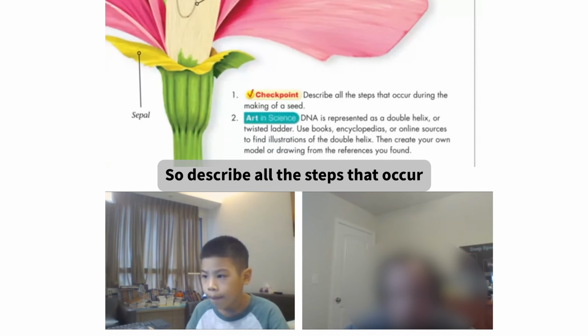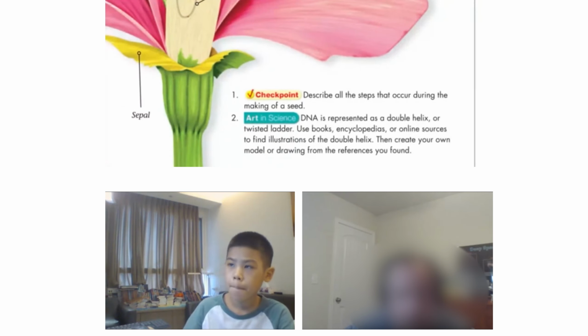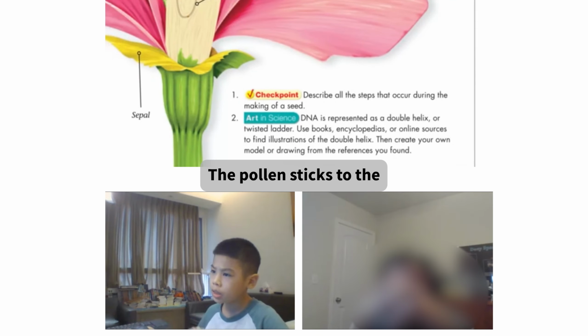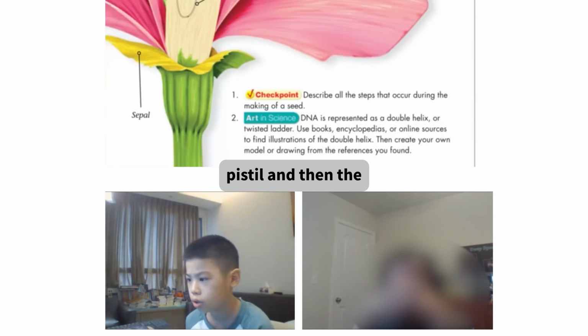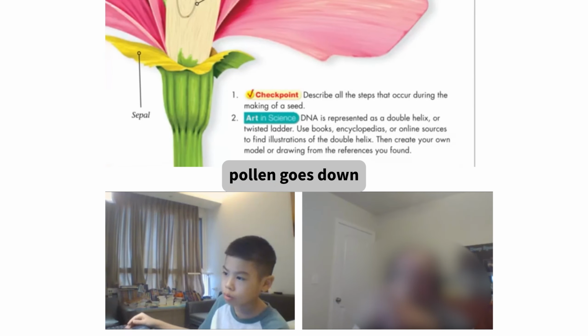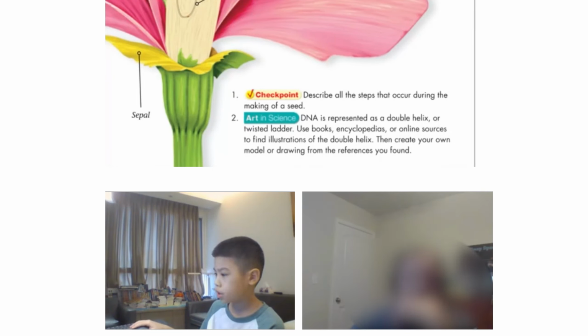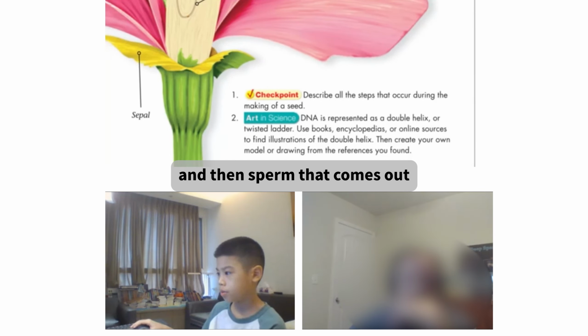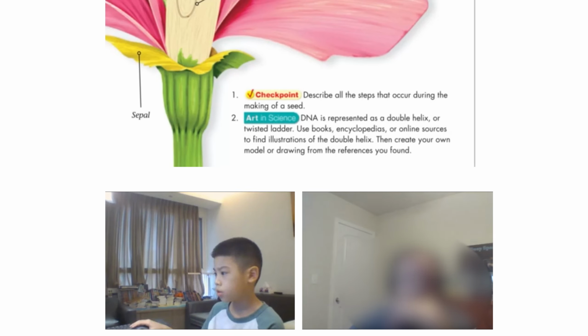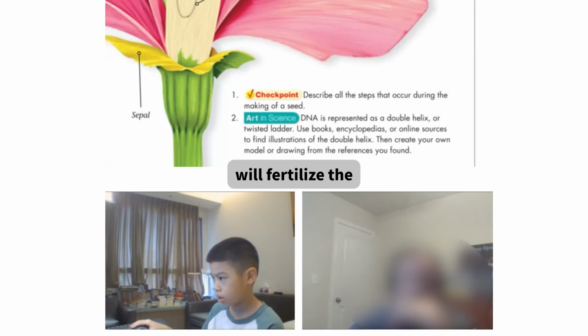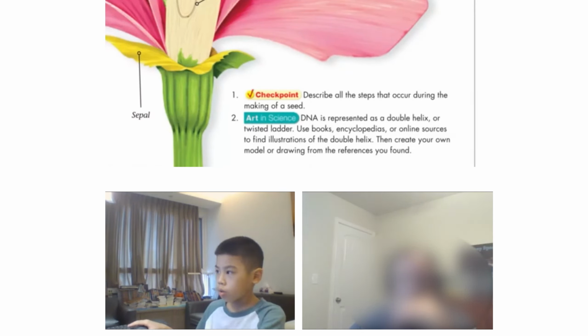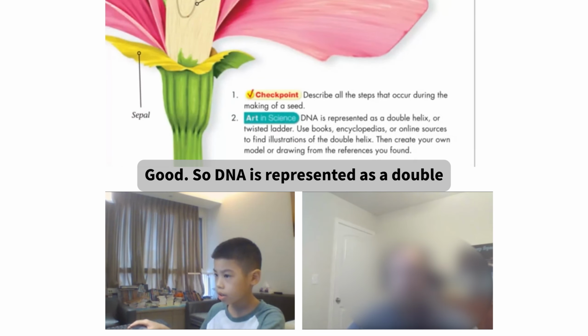So, describe all the steps that occur during making of a seed. The pollen sticks to the pistil, and then the pollen goes down the tube to the bottom of the pistil and meets with the eggs. And then sperm that comes out of the pollen will fertilize the DNA with the egg. Good.